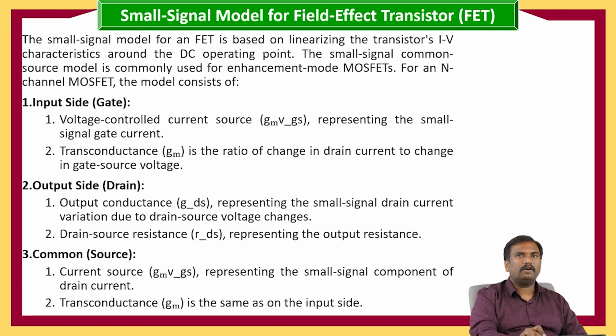On the output side, the output conductance gds represents the small signal drain current variation due to drain source voltage changes, and the drain source resistance represents the output resistance. The common one is the source, common source gm times vgs, representing the small signal component of drain current. The transconductance is the same as on the input side.